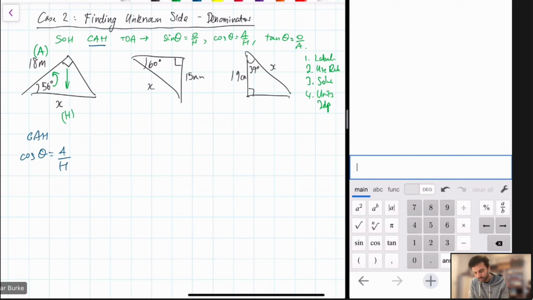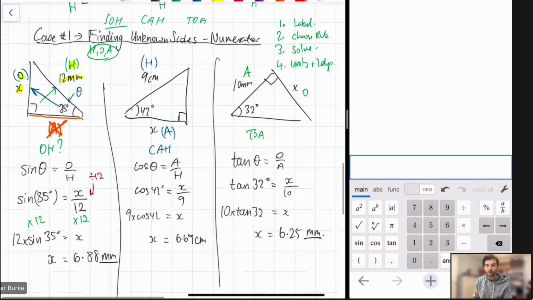and then sub in. Now, theta is 56 degrees, the adjacent A is 18 and H is x. Now here we're going to pause for a second and have a look at the difference between this example and the previous example. Where's our x? The x is on the denominator. Now, if we go up to the previous example, do you see that our x is on the numerator?